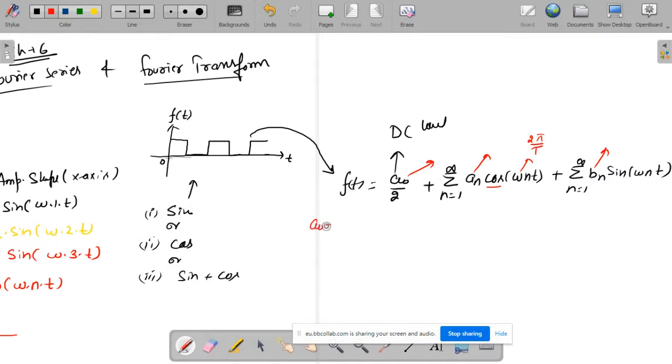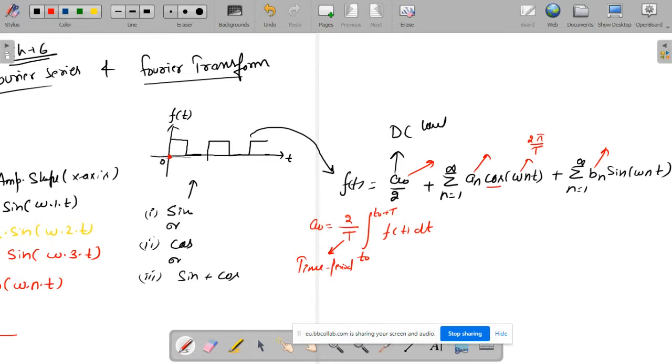Now, what is a naught? A naught is 2 divided by T, integral from t naught to t naught plus T of f(t) dt. Very easy. Listen to me very carefully. What is this T? This is the time period. If we remember, in chapter number 2 we have seen this time period.